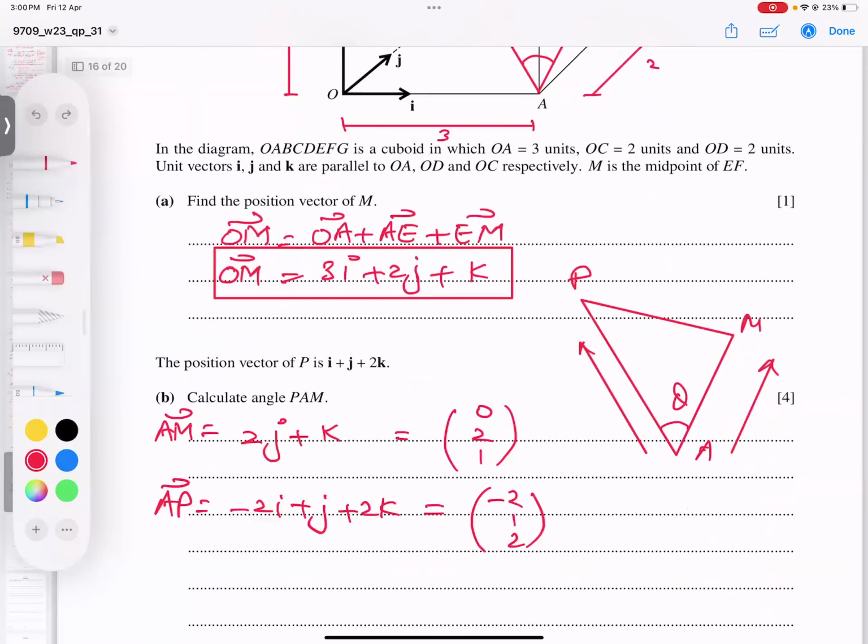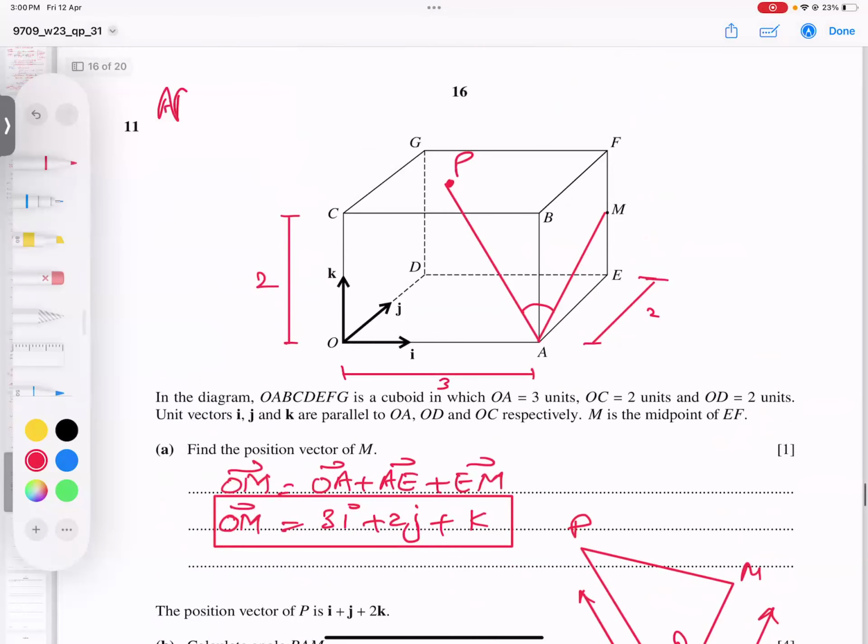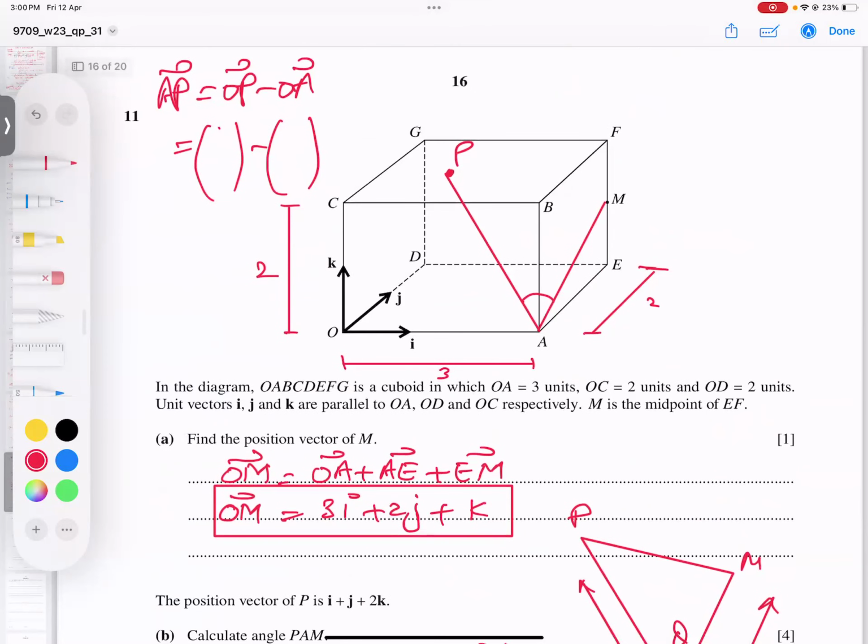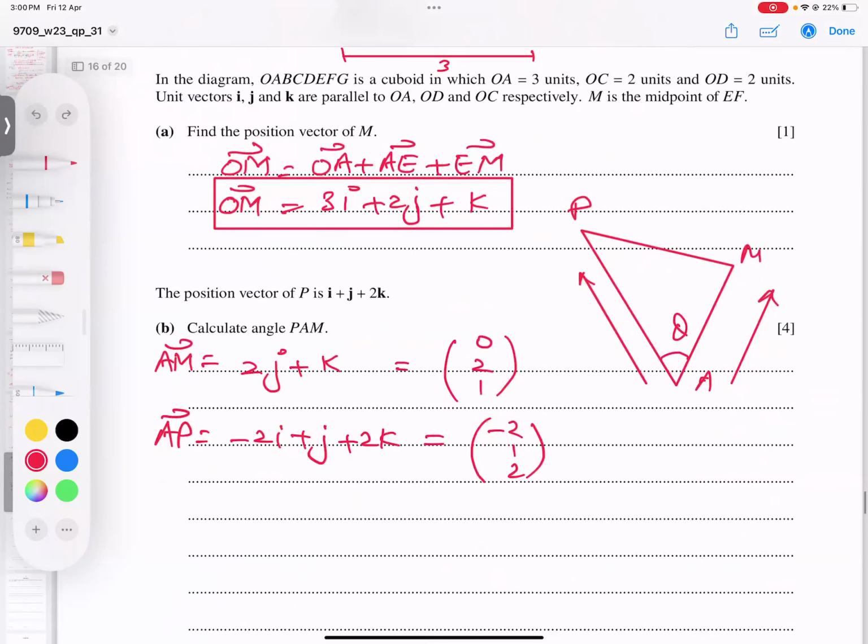What is that way? I'm writing here AP. AP vector is actually OP minus OA. This is another method. OP we have, OA we have. We can subtract even that. Okay, and OP is what? 1, 1, 2. And OA, what we have? OA is only 3I. So 3, 0, 0. And if I subtract, I got negative 2, 1, and 2. You see, you got the same value, so not a difference.